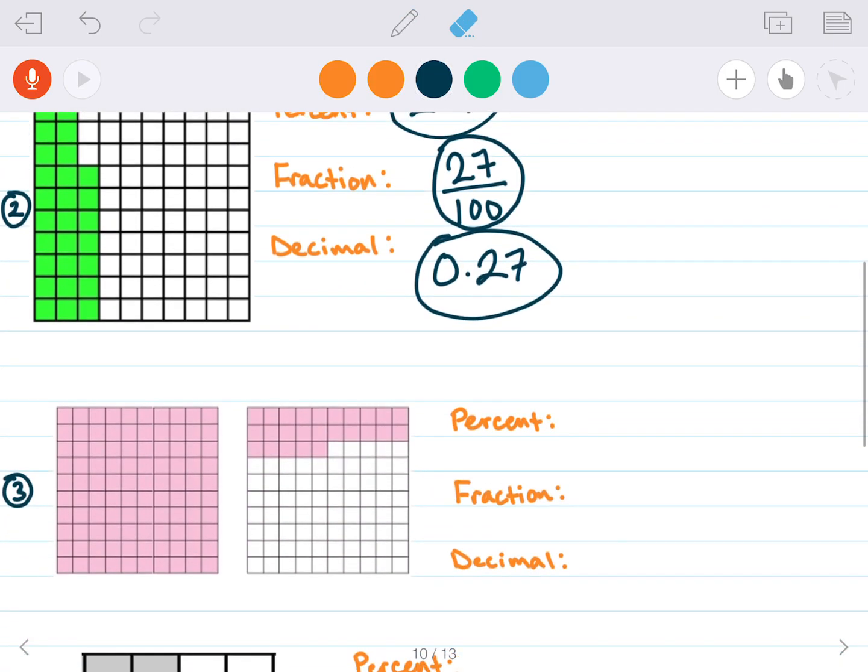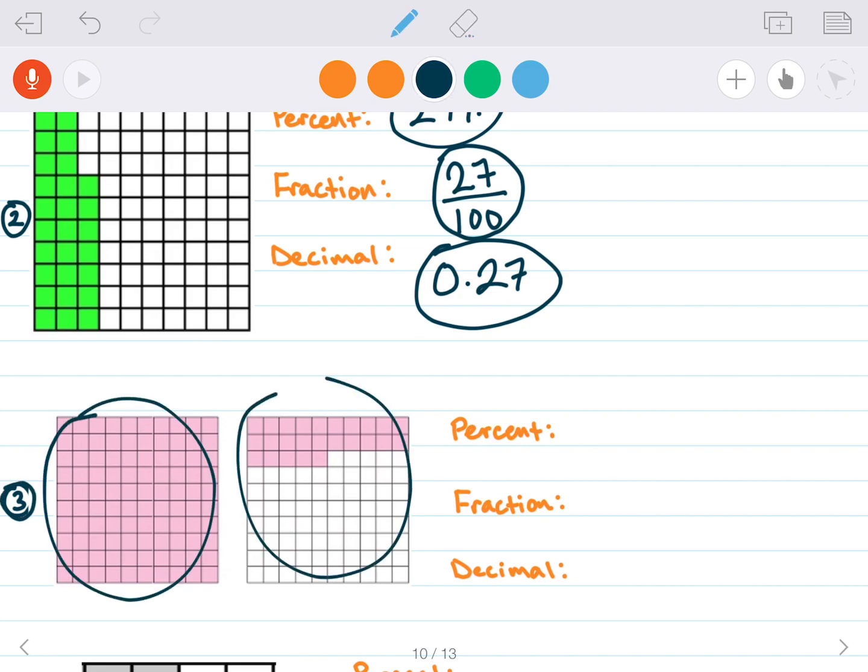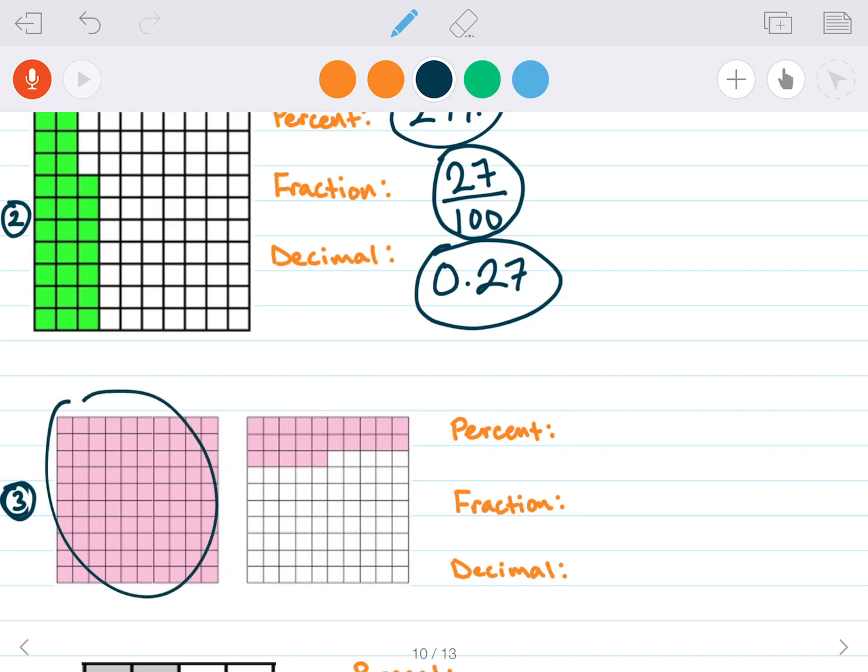So let's check this out. Oh, this is interesting. So now we have 100 squares here, 100 squares here. And so what is this going to be as a percent? Well, we have 100 squares shaded, plus 10, 20, 21, 22, 23, 24, 25. So per 100 squares, how many do we have shaded? We have 125 shaded per 100. So that's 125 percent.